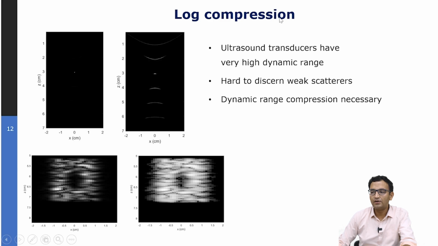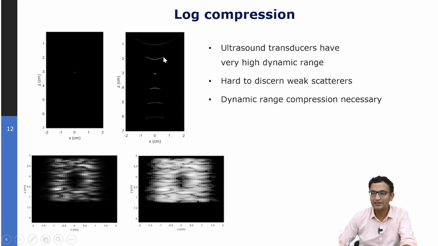Now, typically ultrasound transducers have a very high dynamic range. They can easily have 100 or 120 decibels of dynamic range, which makes it difficult to see the signal which is very weak. So the idea here is that we can employ log compression or some other kind of dynamic range compression, which will make the weaker scatterers appear visible in images. In this simulation, there are a large number of point scatterers in the beam, and only one scatterer is visible here. But once you perform log compression, you can see those weaker scatterers also become visible.